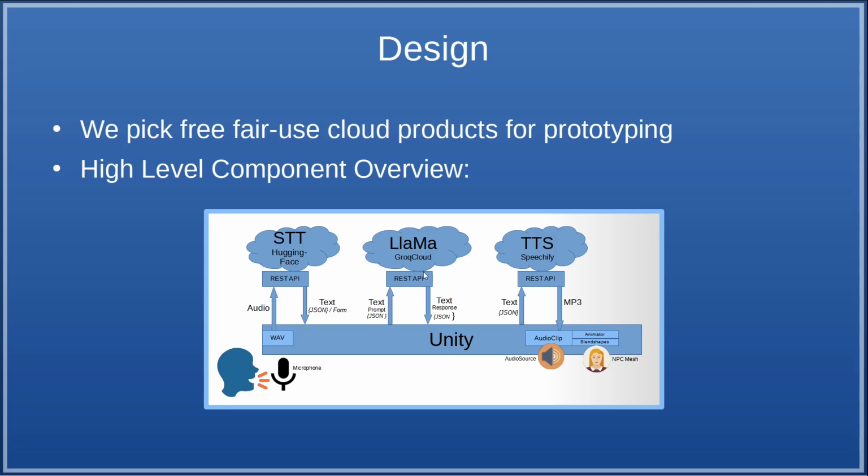Llama then processes that and comes back with a response as text, also in JSON, goes back into Unity, and then we send that to the text-to-speech module in Speechify. We may want to do a little bit of filtering here to get all these weird characters out, like an asterisk, etc. And then Speechify will convert this into an MP3. We convert that MP3 into an audio clip, we play that over the audio source, and while we do that, we animate the NPC with an animator and with blend shapes.